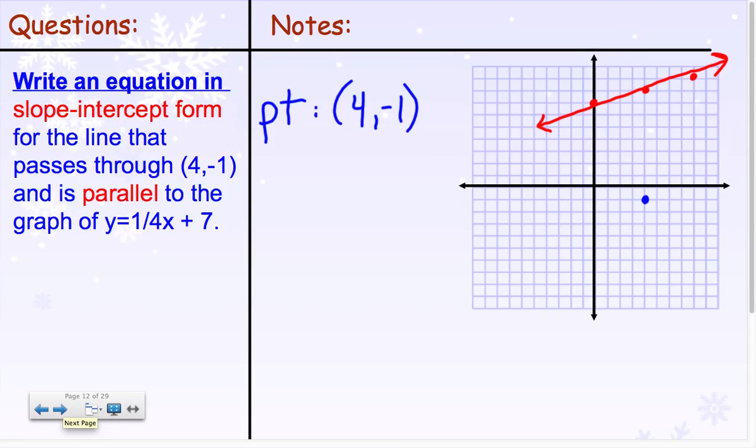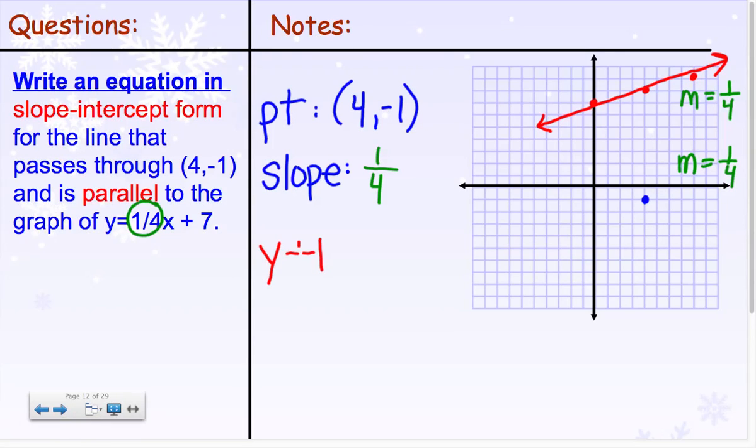So that is the point I need to use for my equation. If I have a point, what I'm missing is a slope. The slope of my original line is 1/4. So I'm going to write m equals 1/4. So that means my new line also is going to need to have a slope of 1/4 because parallel slopes stay the same. I know a point, I know a slope, so I can put it in point-slope form. y minus a -1, plus, equals 1/4 times x minus 4.